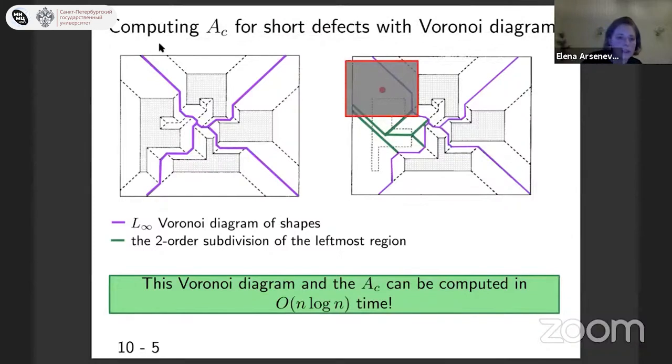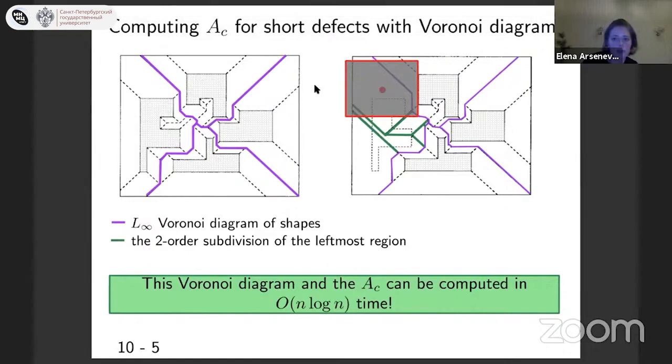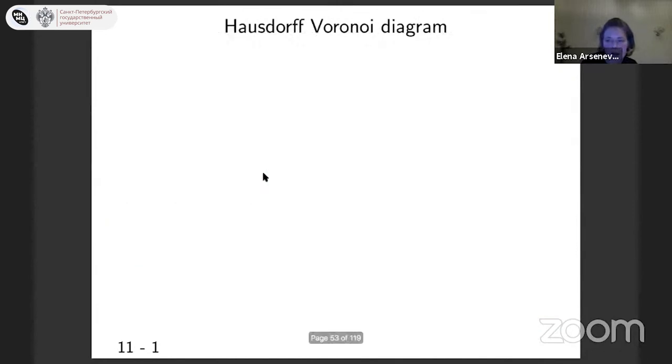So yeah, here this is the variation of the Voronoi diagram to solve the short defects problem. For the via blocks, it's my favorite Voronoi diagram, so I will probably spend a little bit more time on this.